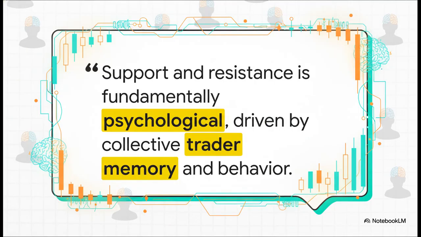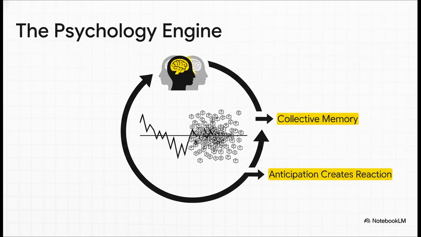Now, here's the part that's really fascinating: the why behind all this. These levels aren't some kind of magic. They're not just random lines. They are so powerful because they are basically self-fulfilling prophecies, driven entirely by human psychology and the collective memory of everyone in the market. And this slide really shows you how that psychological engine works. Traders remember where the price turned around before, and because they remember, both huge institutions and regular retail traders tend to pile up their buy and sell orders right around those known levels. This creates a powerful, self-reinforcing cycle, where the very anticipation of a reaction actually creates the reaction itself.